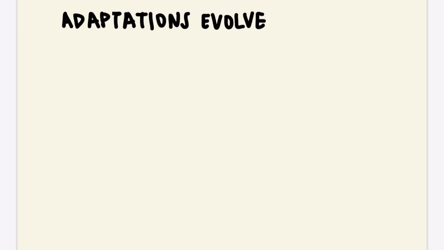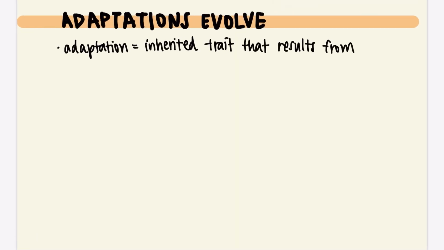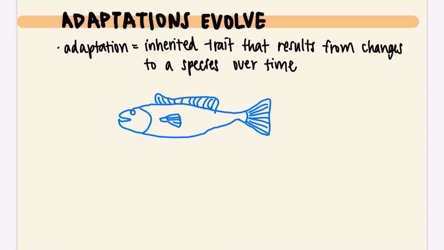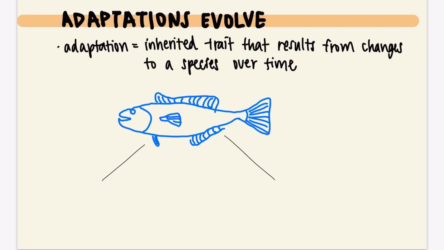The A stands for adaptations evolve. An adaptation is an inherited trait that results from changes to a species. Over time, these adaptations enable species to survive, making them more likely to pass their genes to offspring. My favorite adaptation example is antifreeze proteins found in Antarctic fish.